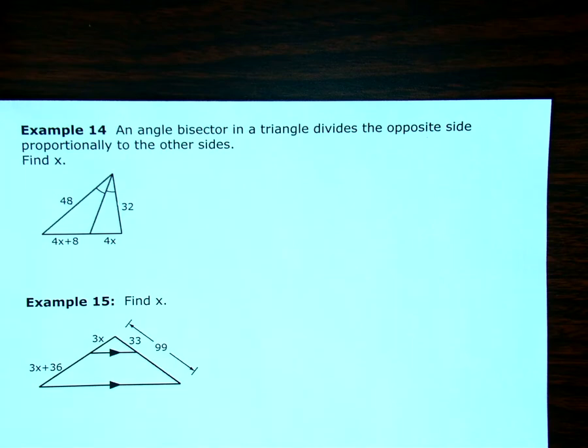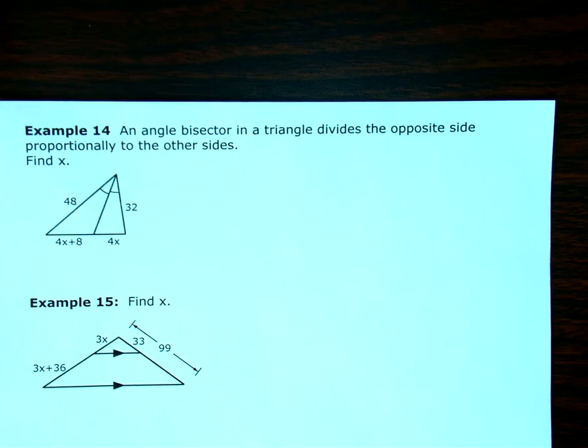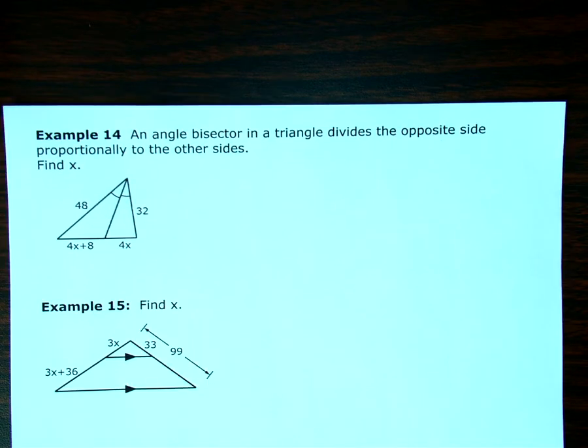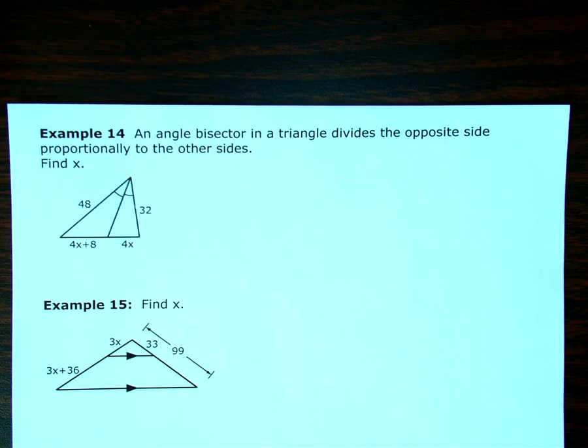Welcome back. In this last video, we're going to look at the last two example problems to prepare us for the test tomorrow. Example 14 says an angle bisector divides the opposite sides proportionally to the other sides. So here's what this means.